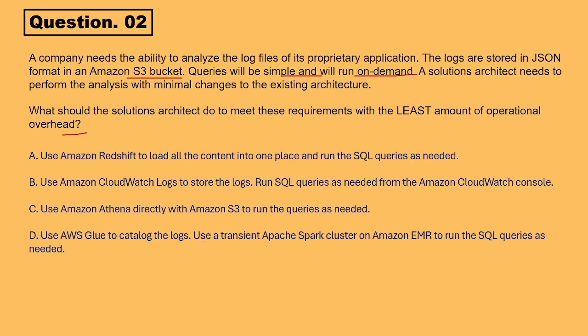Okay, now let me reveal the correct answer. The correct answer here will be option C. Use Amazon Athena directly with Amazon S3 to run the queries as needed. Because Amazon Athena is an interactive query service that makes it easy to analyze data directly in Amazon S3 using standard SQL. With a few actions in the AWS Management Console, you can point Amazon Athena at your data stored in Amazon S3 and then you can start using standard SQL to run ad hoc queries and get results in seconds. So this will be the most ideal approach over here.